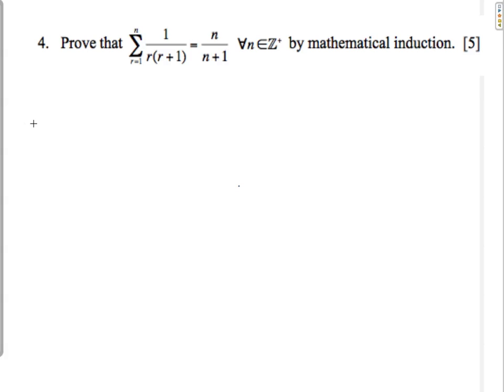Okay, so induction here with sigma notation. As we do this, we have to make sure we always follow our 4-step process. We'll refer to this here as P sub n.